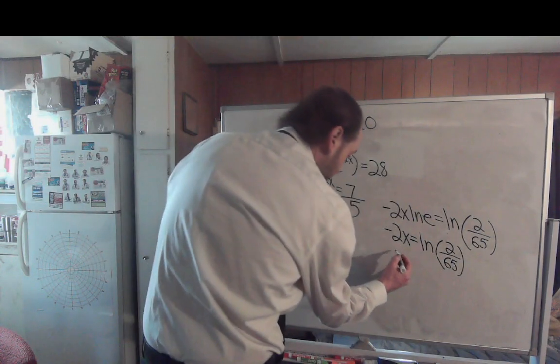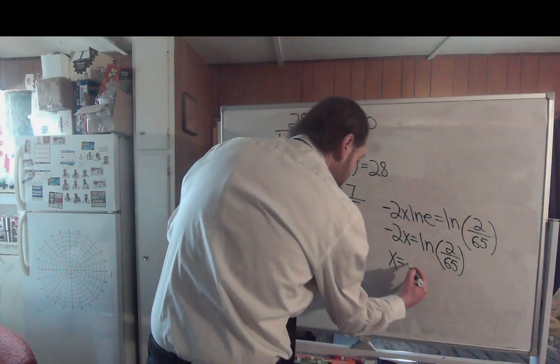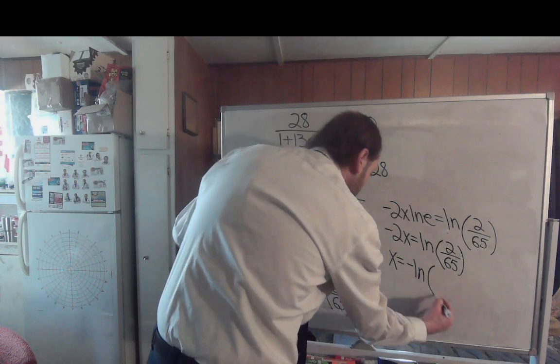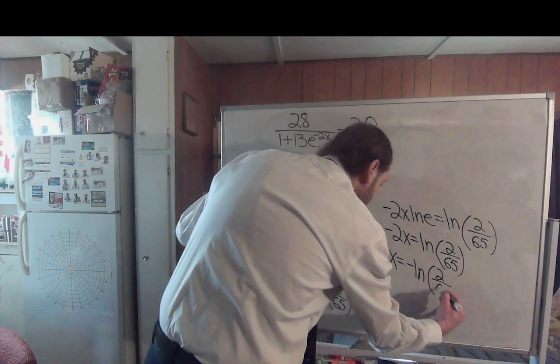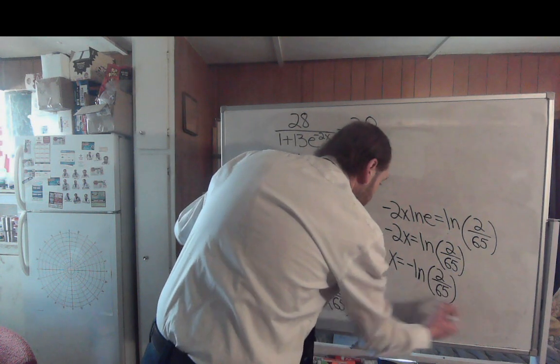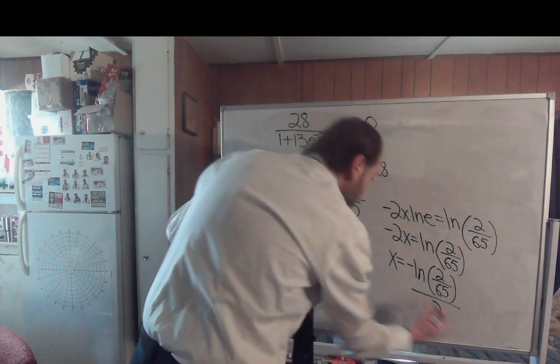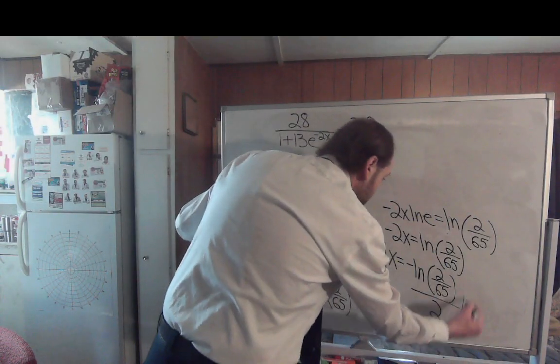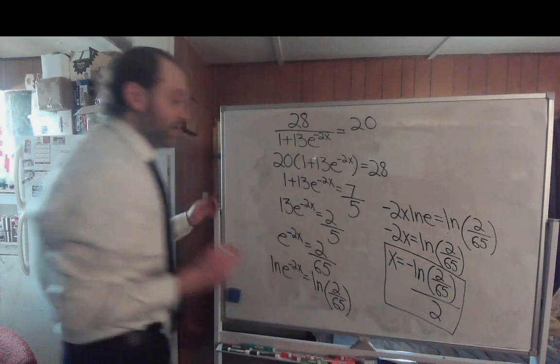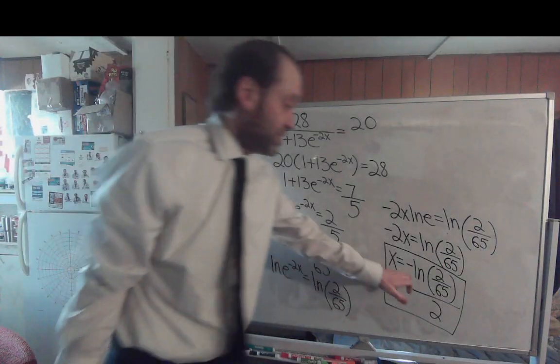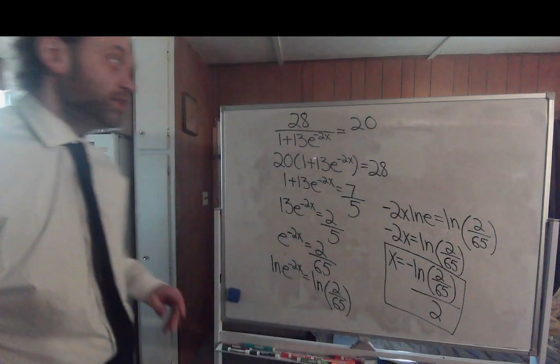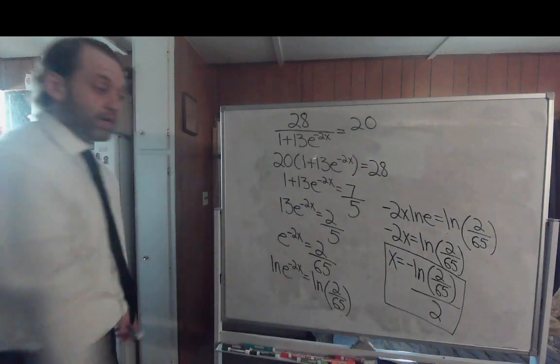Now solve for x, you'll end up getting x equals negative of the natural log of 2/65 divided by 2. So there's your answer for x. X would equal negative of the natural log of 2/65 divided by 2. That was quite a mess, wasn't it?